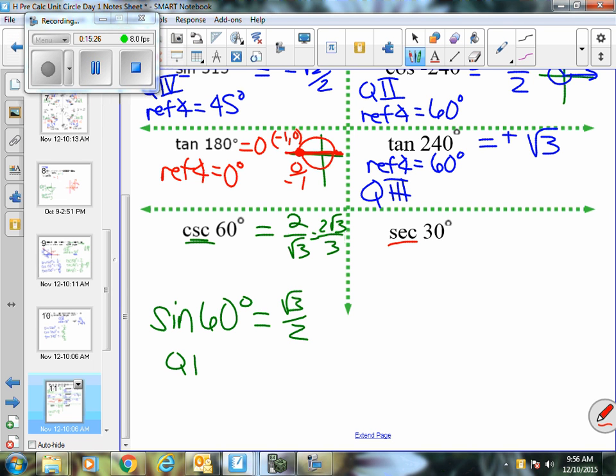All right, so what's secant a reciprocal for? That would be cosine. So we figure out the cosine of 30 first, and that's also in quadrant 1. Reference angle is 30. That's square root of 3 over 2.